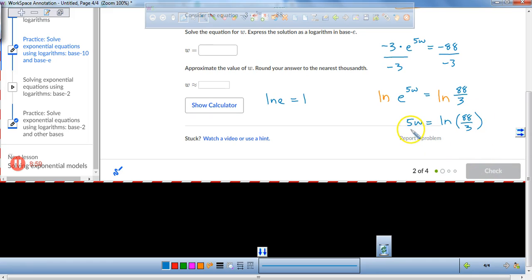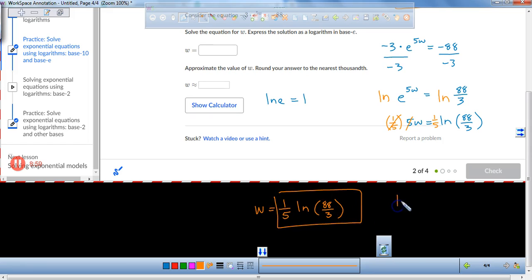Now you could divide both sides by 5, but personally, I like to multiply things by their reciprocals, which is 1/5. So I'm going to multiply both sides by 1/5. These cancel out. And my final answer is w equals, it's beautiful, 1/5 times the natural log of 88 over 3. That's my exact answer. I believe Khan Academy will accept this answer as well. These are technically the same thing.